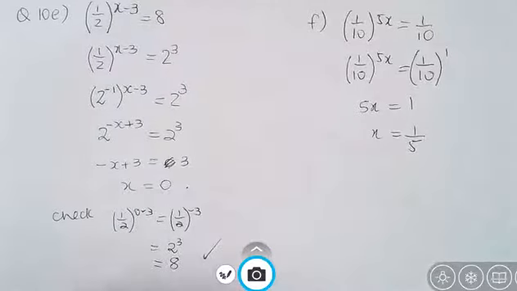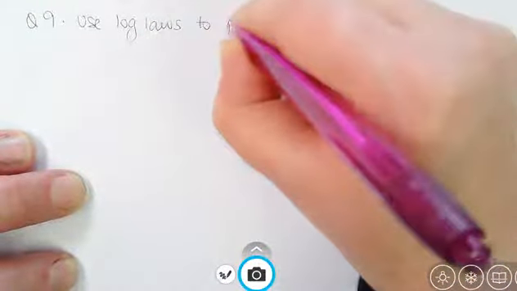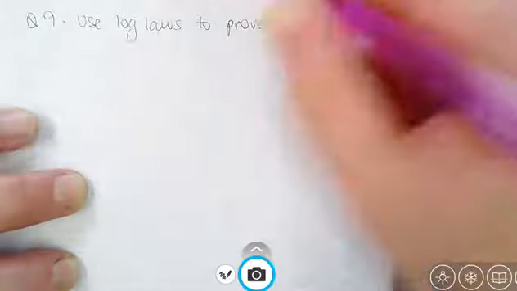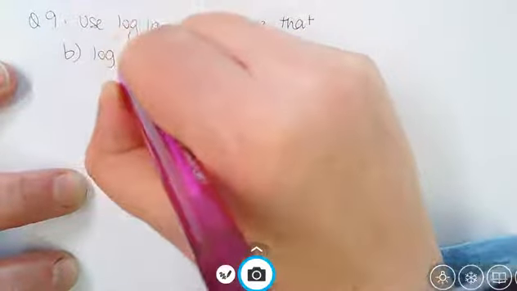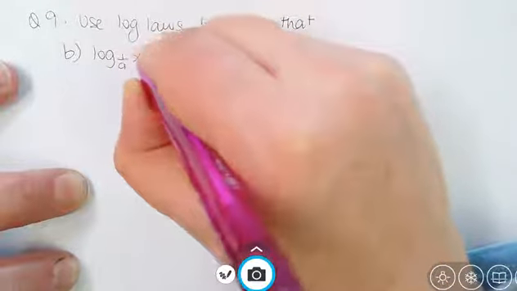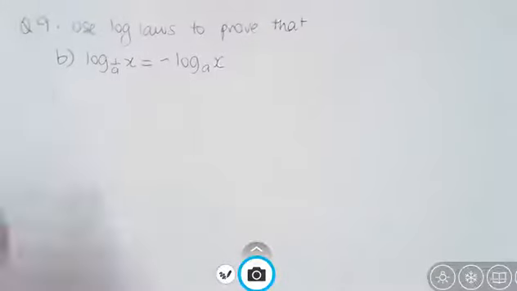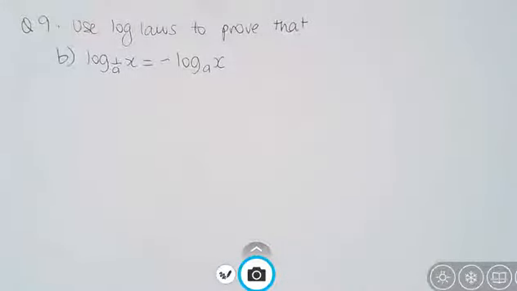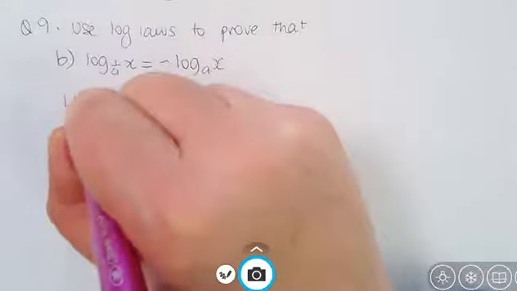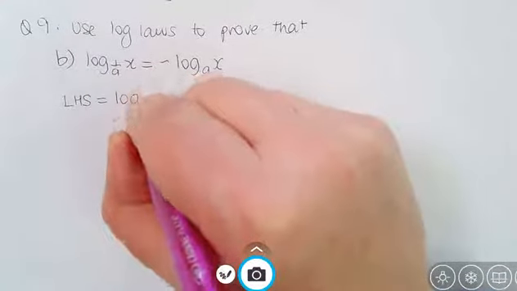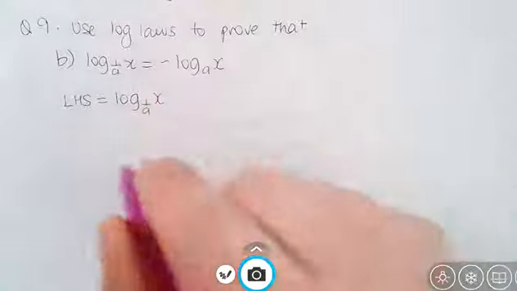Now, just another question. Looking at question 9 in your exercise, just a couple of those. So we're going to use the log laws to prove the following. Use the log laws to prove that log to the base 1 on a of x equals negative log to the base a of x. Now this one's a little bit tricky. Okay, so let's start with our left-hand side. Our left-hand side is log to the base 1 on a of x.